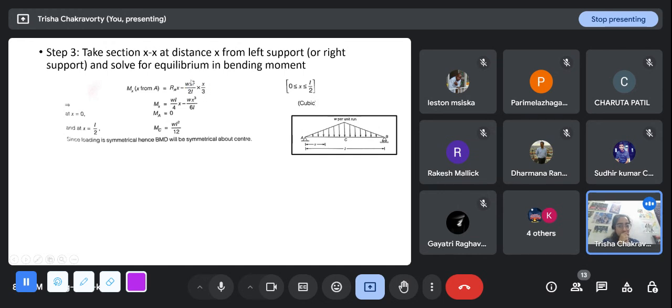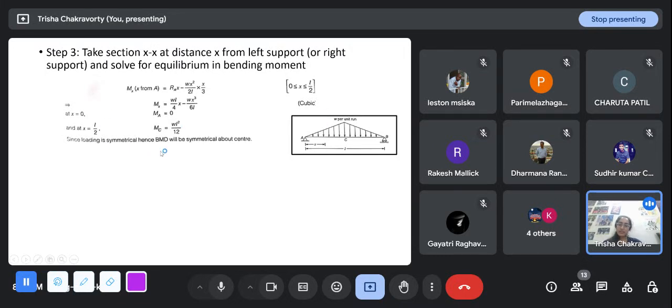So wx square by 2l is the magnitude, and x by 3 is the distance of the centroid of this triangle from this point I am considering the moment about. So Mx is wl by 4 into x minus wx cube by 6l. This is cubic. And you can find out, you will put x equal to 0. You'll find the reaction equal to 0 because it is a hinge support, and it is free to rotate. And at MC I find wl square by 12.